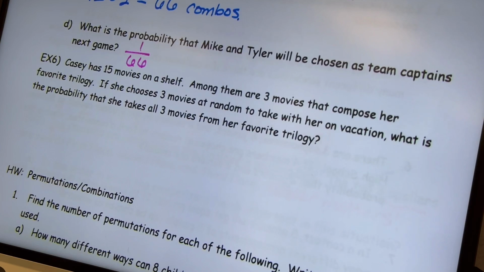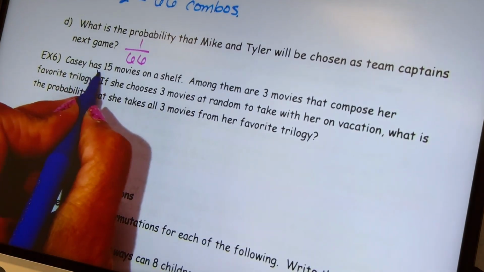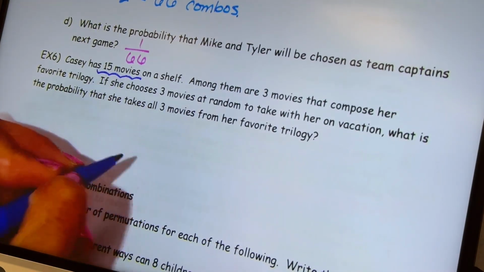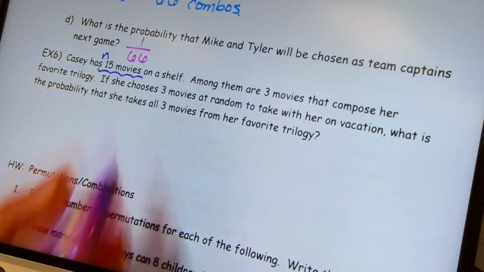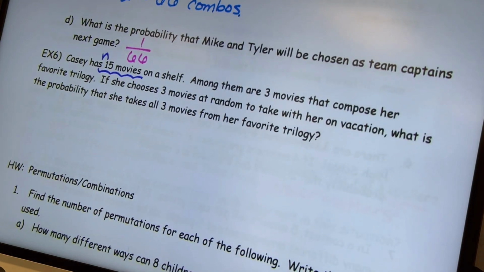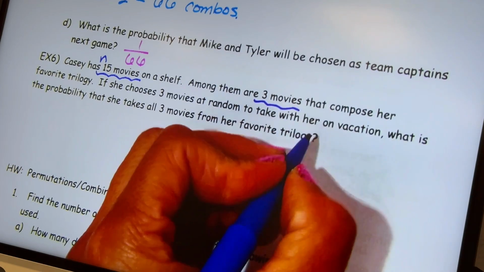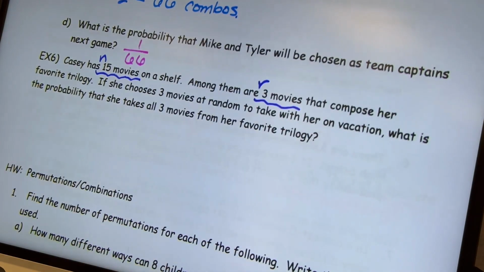All right, and then our last example, Casey has 15 movies on a shelf. Okay, this tells us something. This means that this is going to be what letter? The N, right. Among them are 3 movies that compose her favorite trilogy. What do you think this is going to be? The R, right. That makes it so easy the way they word these. If she chooses 3 movies at random to take with her on vacation, what is the probability that she takes all 3 movies from her favorite trilogy?